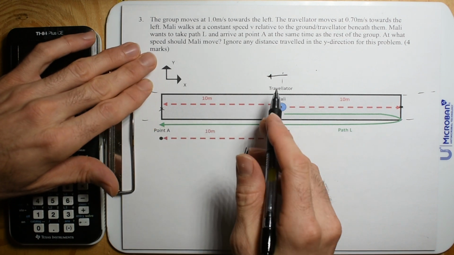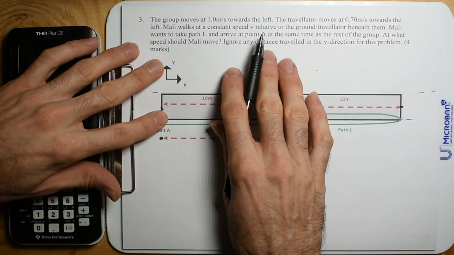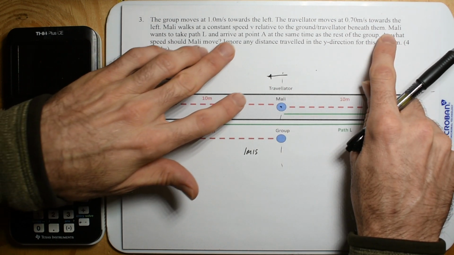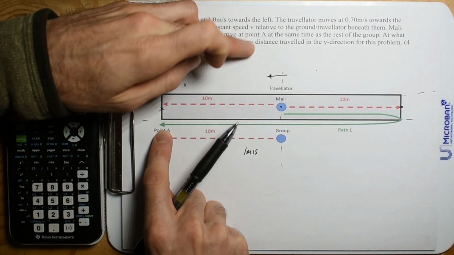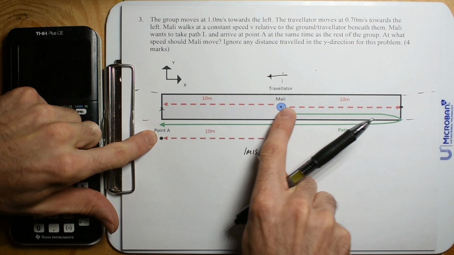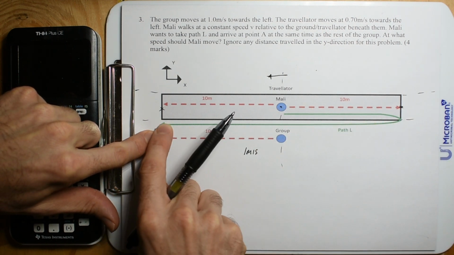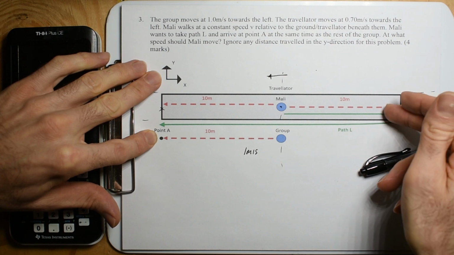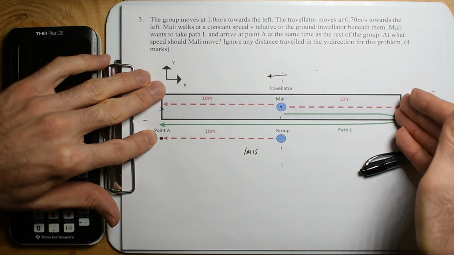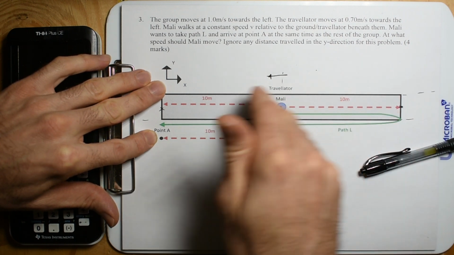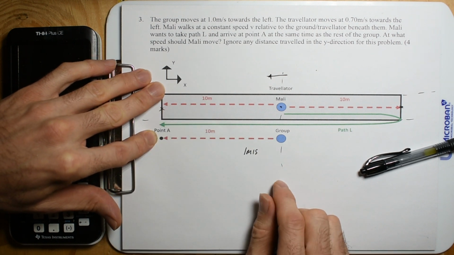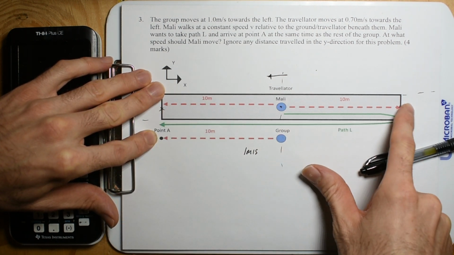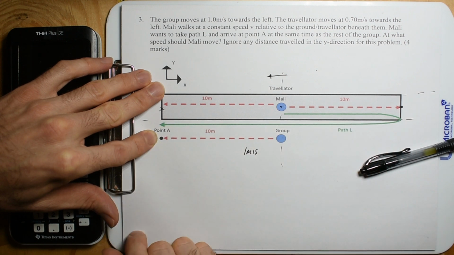Now it says that Malachi wants to arrive at point A at the same time as the group. So Malachi is going to walk this way and then this way. We know that when Malachi walks this way, his walking speed plus the travelator is going to make him move way faster. And so, cool. He can walk this way and then walk this way and still catch up.